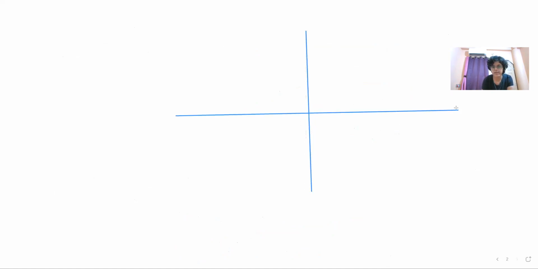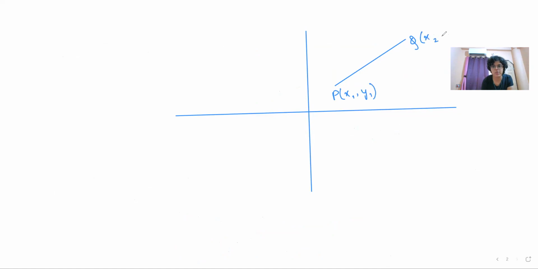Now, let's go further. Here we go. Now we are going to see what more can we find from 2 points whose coordinates are given to us in the xy plane. So here we go. This is P, this is Q. So from PQ, x1, y1 and x2, y2, we can find the slope of the line segment PQ.